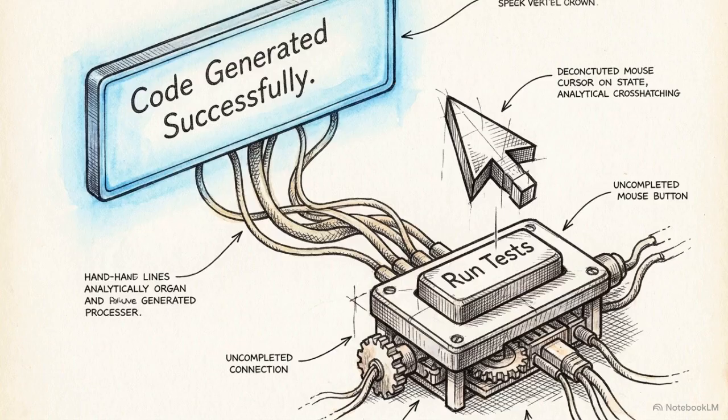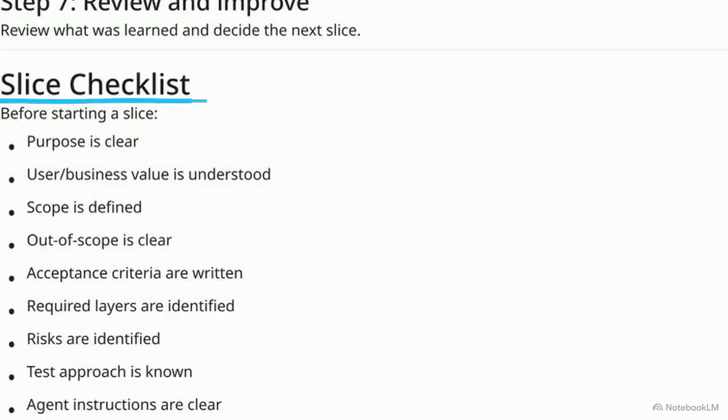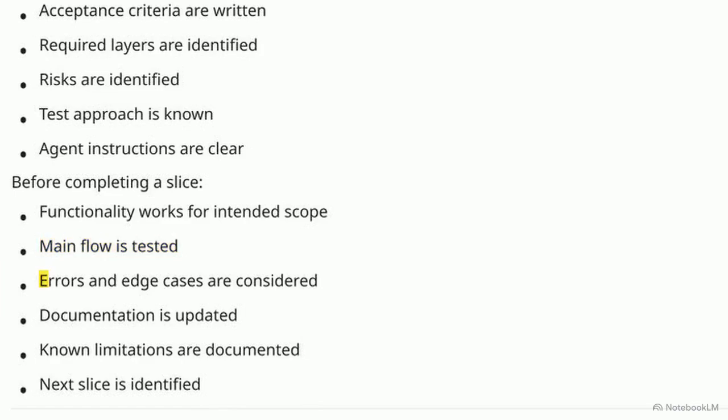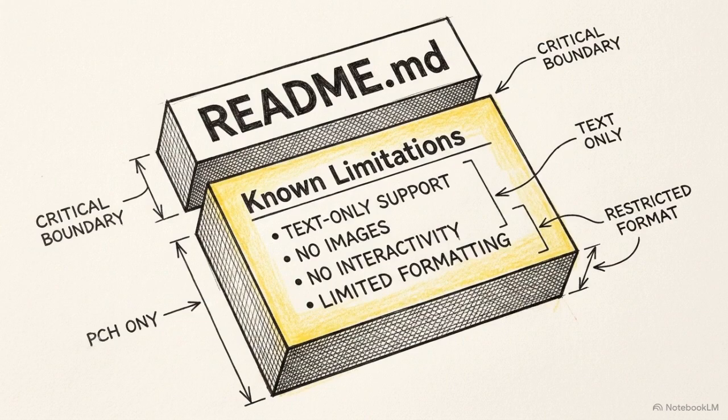Having the agent successfully generate the code is only the first step. It does not mean the feature is actually finished. Every single slice must pass a strict completion checklist before moving on. You must verify the main flow is functional and actively hunt for edge cases to ensure the code handles unexpected inputs gracefully. You must also document any known limitations. This protects the next developer and prevents your next AI prompt from compounding earlier mistakes.